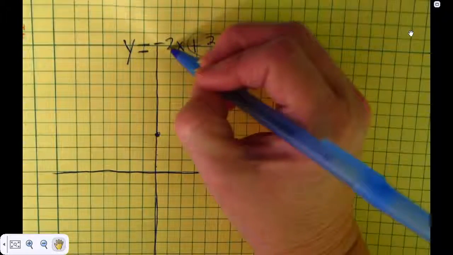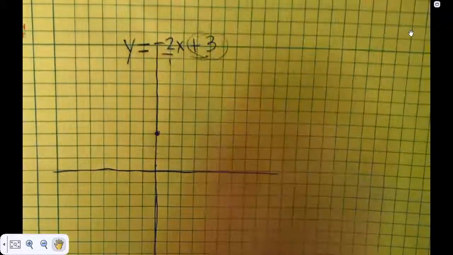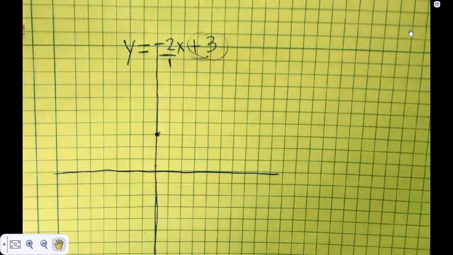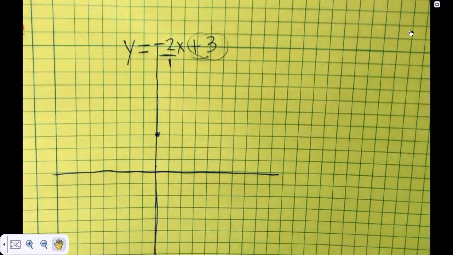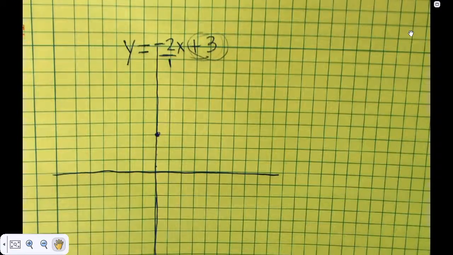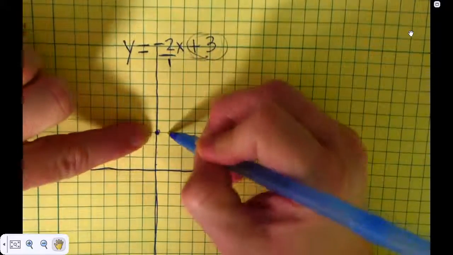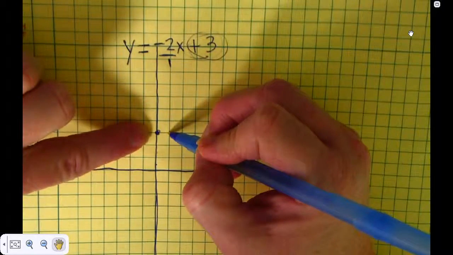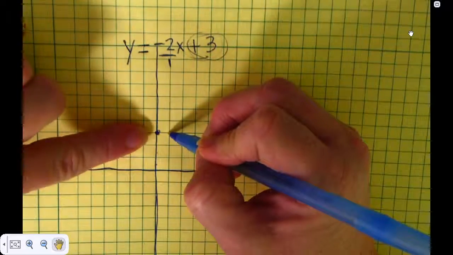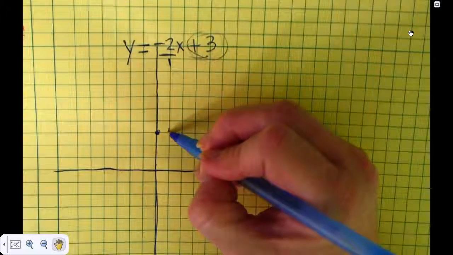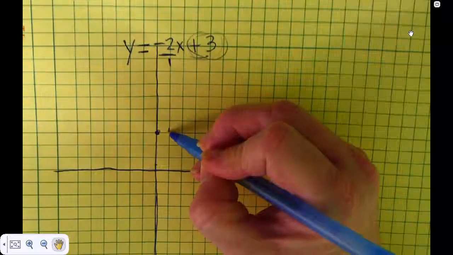Now, the slope is negative 2. I'm going to put negative 2 over 1 because I need a rise and a run. So, I'm going to run 1 and then do what? Up or down? Down? Negative 2.